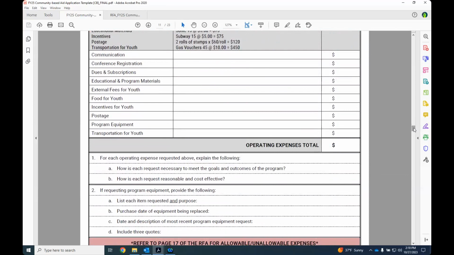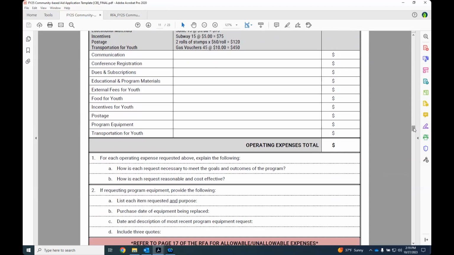For the questions below, we do need to know for each individual operating expense above how each request is necessary to meet the goals and outcomes and how it is reasonable and cost effective. I don't need a separate table for each expense. You can just write it in paragraph form, one line for each line item to explain that. If you want to do a separate one, a whole separate 1 and 2 question or A and B question for that, you can, you just don't need to.